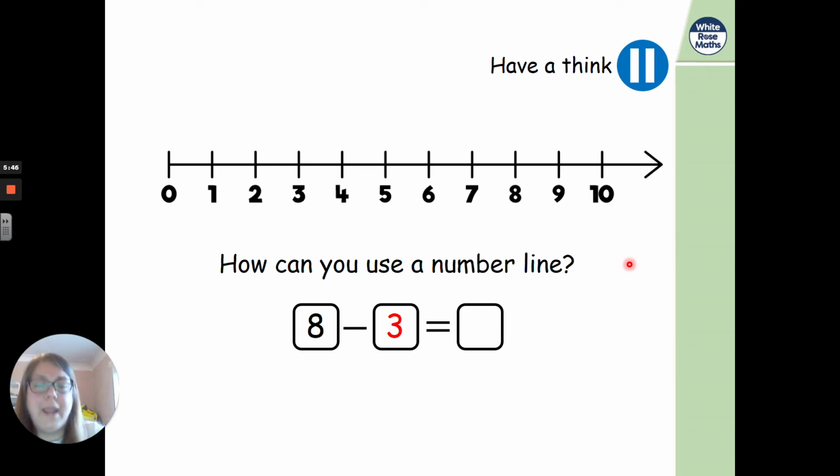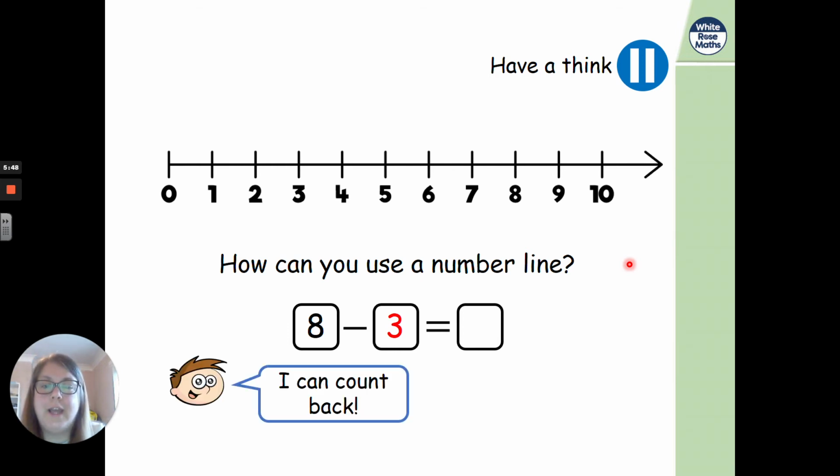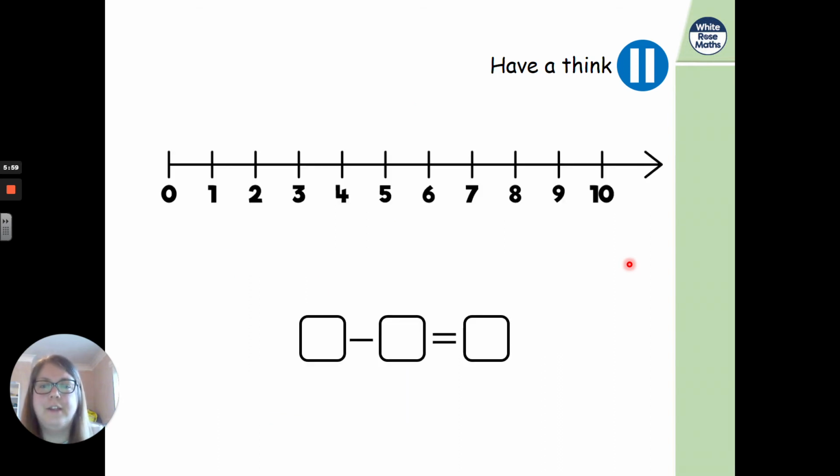So we're going to do 8 take away 3. So we're going to start at 8, and we're going to go take away 3. So 1, 2, 3. So the answer is 5. Fantastic. Right, this time we're going to start at 7.